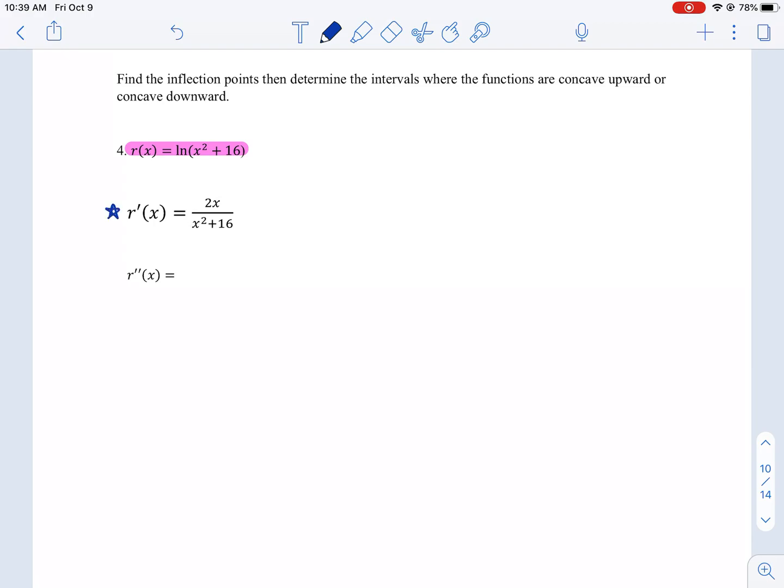And I've already gone ahead and provided the first. And since the first derivative is a quotient, I'm going to apply the quotient rule to find the second derivative. That's going to be the following. It's going to be the derivative of the numerator times the denominator minus the numerator times the derivative of the denominator, all divided by the denominator squared. And after the second derivative has been simplified and factored, you'll get this.